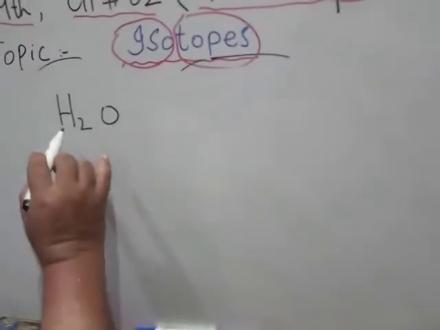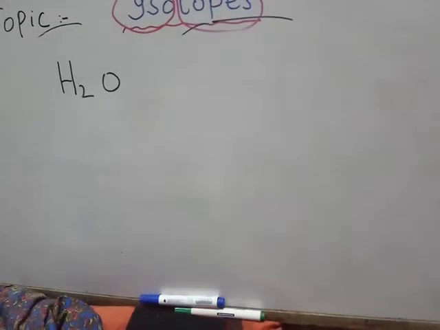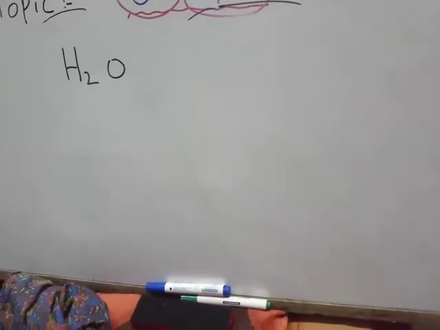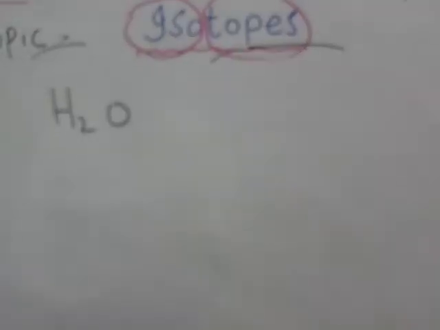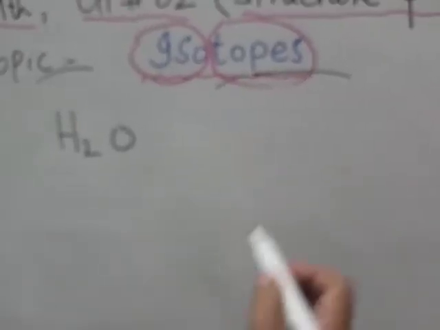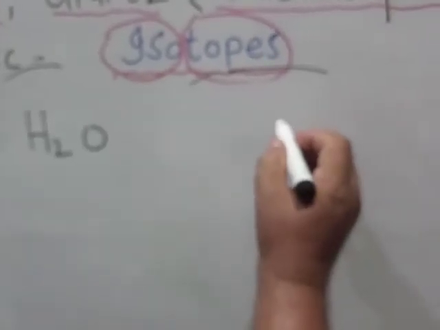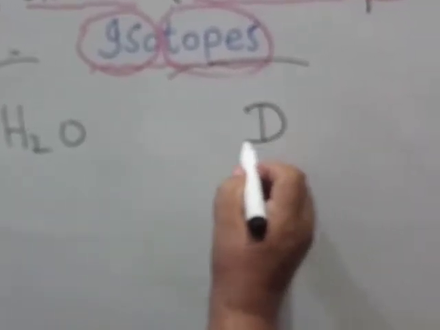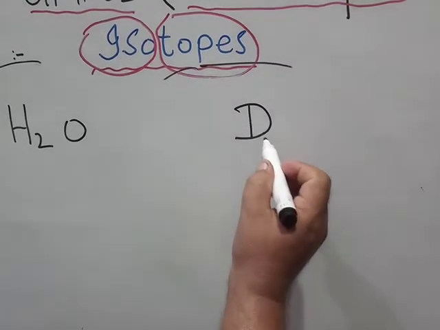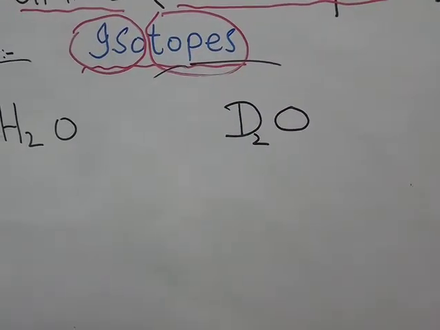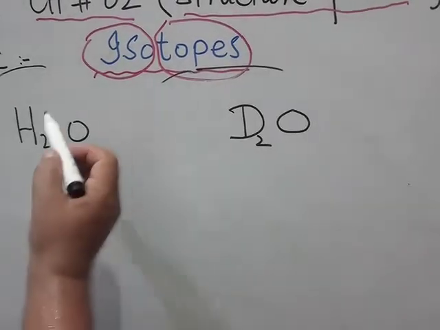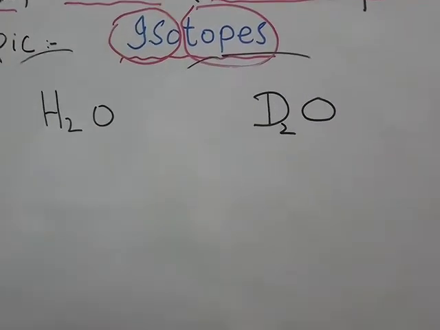Protium is one of the isotopes of hydrogen. So normal water has mostly protium. There is another type of water which is called heavy water, which has deuterium instead of protium. That water has the formula D2O. This is called heavy water. This is called ordinary water or normal water.